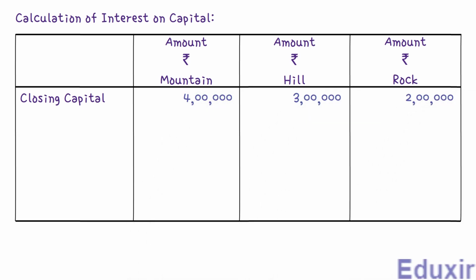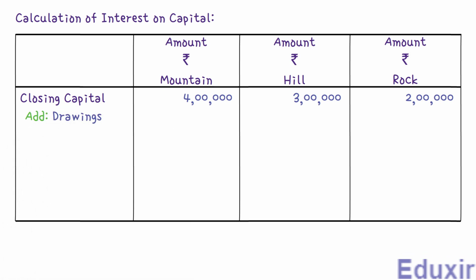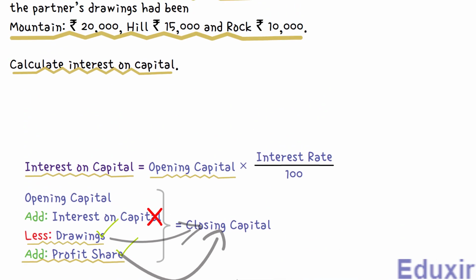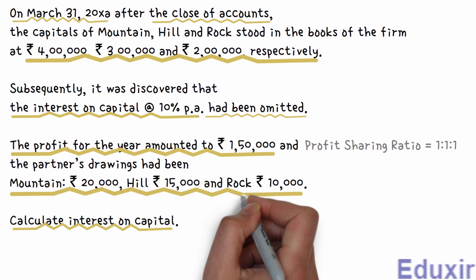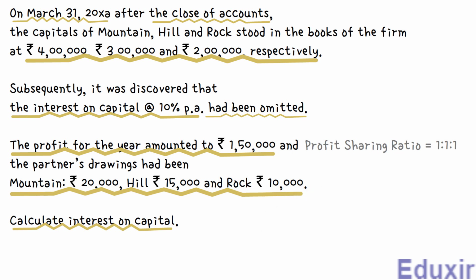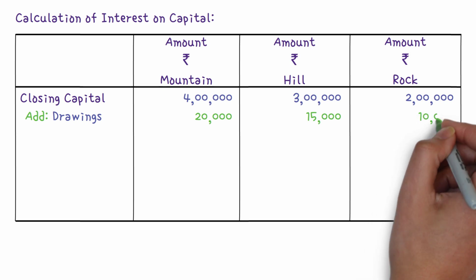To this, let us add the drawings made by each partner. Just to remind you, the drawings made by each partner are given as 20,000 rupees, 15,000 rupees and 10,000 rupees. Let's write this in our table. 20,000 rupees, 15,000 rupees, 10,000 rupees.